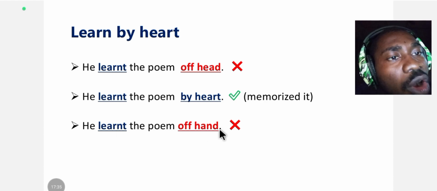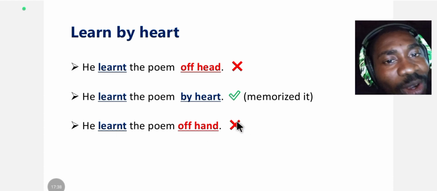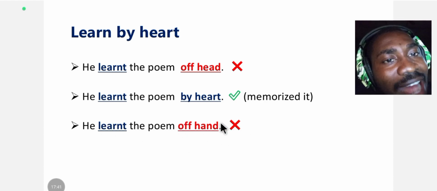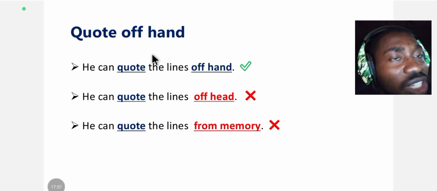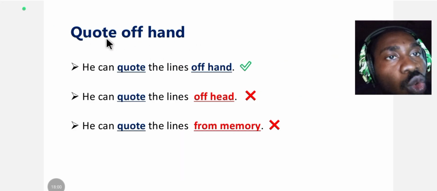He learned the poem offhand. That's wrong, because you don't use offhand to express what someone learned. Or you use offhead or offhand. No. Let's look at what we use offhand for. We use it for quotes. Quote offhand. To quote. That's when we use offhand.